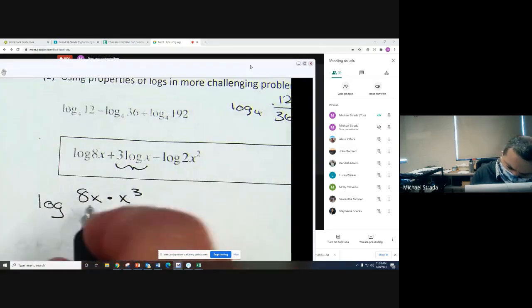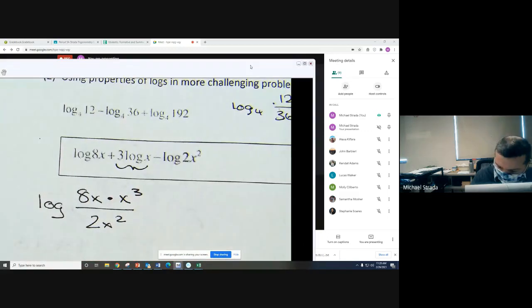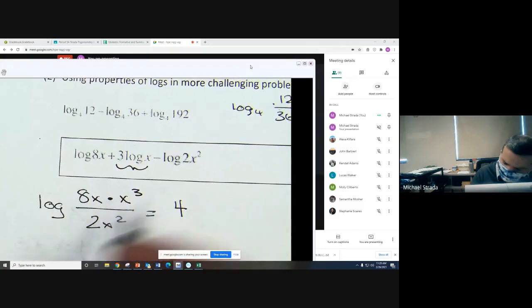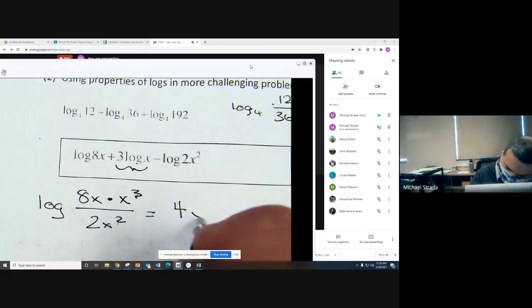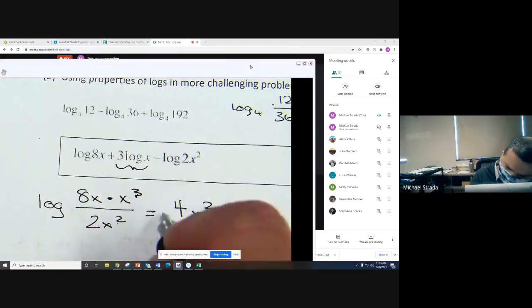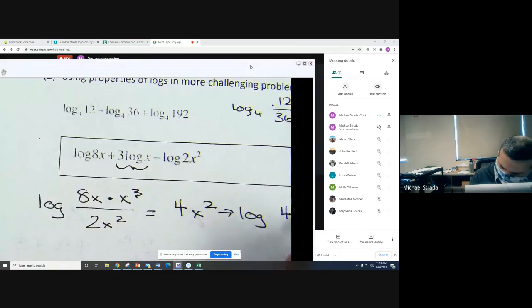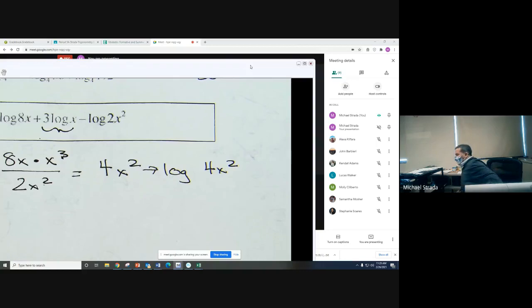And then the minus means division, so now I got 2x squared. If I look at my numbers, what's 8 divided by 2? 4. X times x cubed is x to the 4th. X fourth divided by x squared is x squared. So your final answer would be the log of 4x squared. All right, and then you'd be done. Because there is no power of 10 that goes into 4.